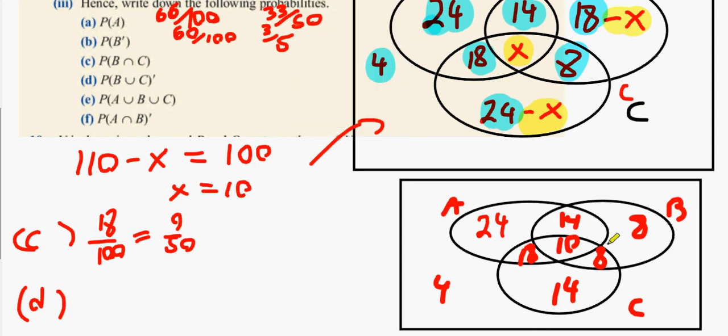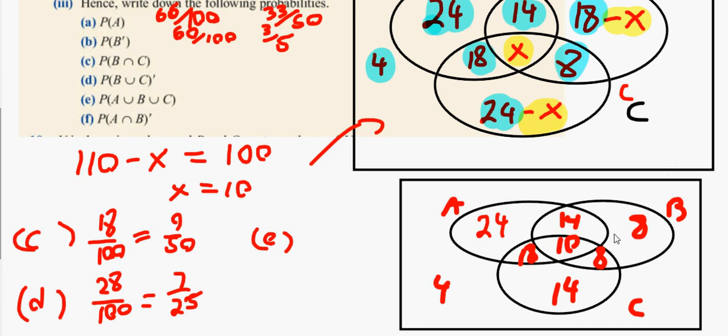Part D, B union C complement. Everything that's outside of B union C. There's B and there's C. Everything outside of that is 28. Is that okay? 28 over 100 is 7 out of 25.